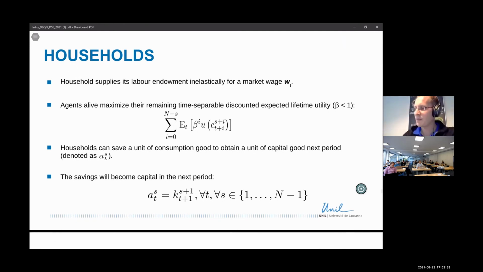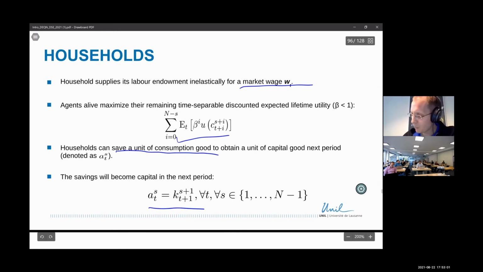Then you have the households. They supply the labor endowment inelastically at the market wage W. The agents maximize their time-separable discounted expected lifetime utility. The households can also save 1 unit of consumption goods and get 1 unit of capital good in the next period. So you have this transition from capital holdings today into tomorrow.